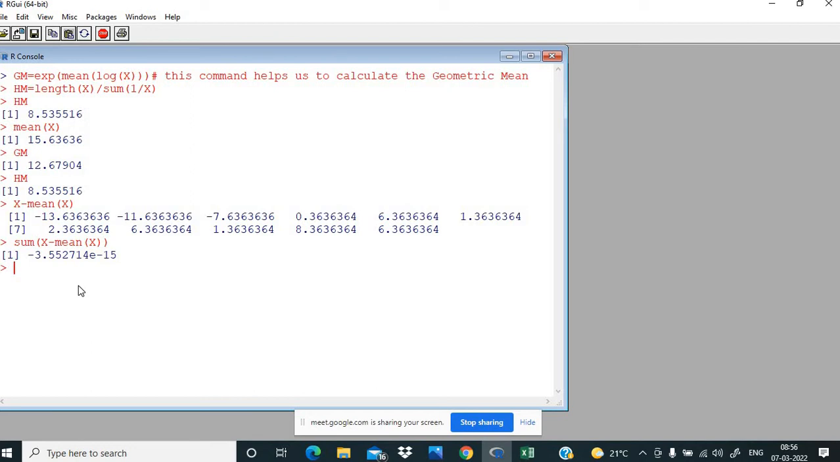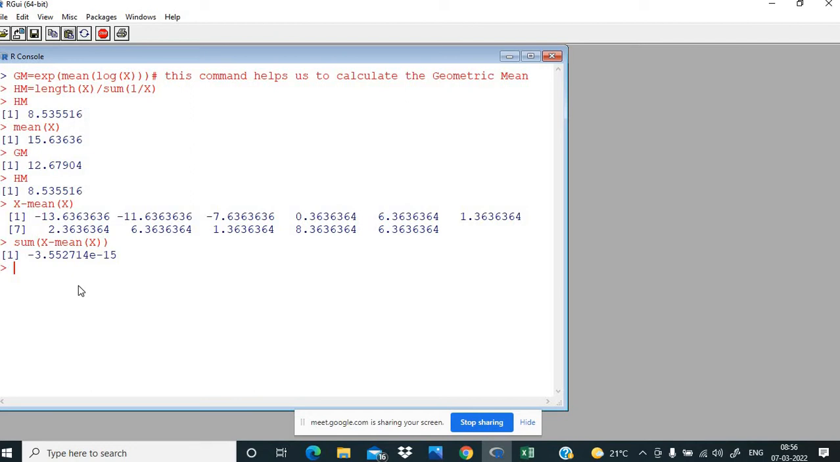Is it 0? Close to 0. Is this value 0? There is a proof, na? The sum of deviation about the arithmetic mean is equal to 0. Now, is this 0 or what? It will be close to 0, sir. Yeah, it's very close to 0.